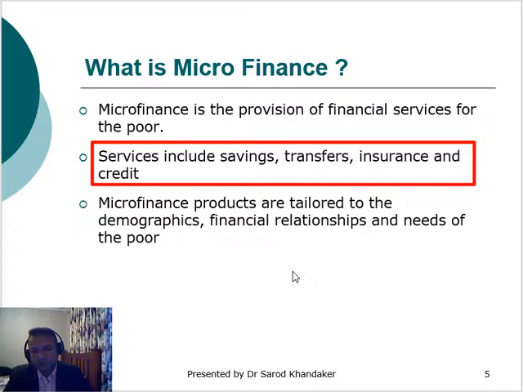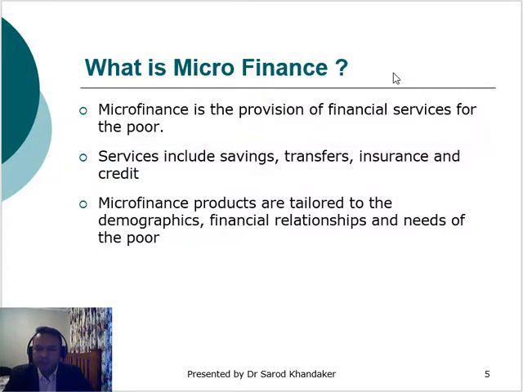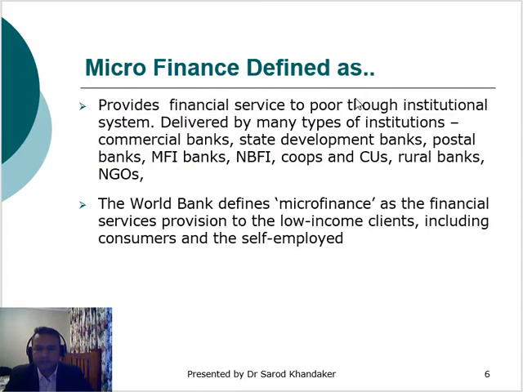The services provided by microfinance include savings, transfers, insurance, and credit services. The third is that microfinance products are tailored to the demographic, financial relationship, and needs of the poor. So we are talking about those poor people who need support for their financial independence, who need financial support to be an entrepreneur. So microfinance can be defined as providing financial services to the poor through an institutional system delivered by many types of institutions, which include commercial banks, state development banks, postal banks, MFI banks, NBFIs, which are non-banking financial institutions, cooperative societies and credit unions, rural banks, and NGOs.